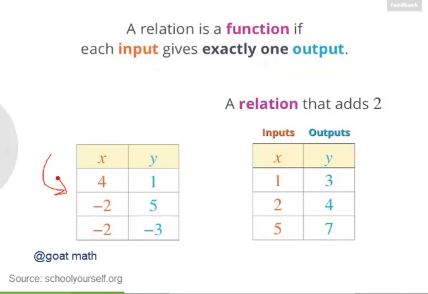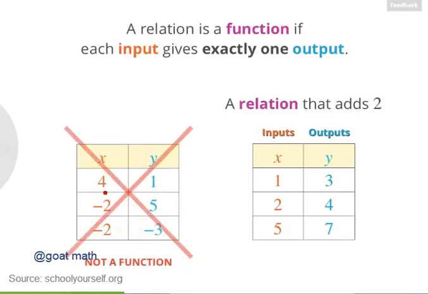If you look at this table on the left, an input of -2 gives you a 5, but in the very next row it gives you a -3. So this relation is not a function because one of the inputs gives you two different outputs. But this relation that adds 2 is a function, right?